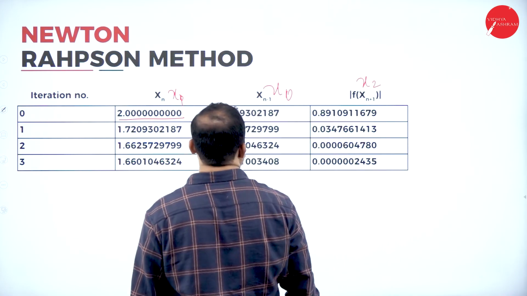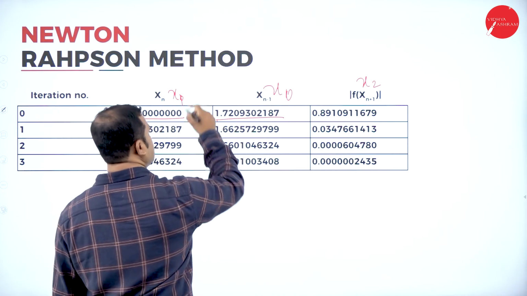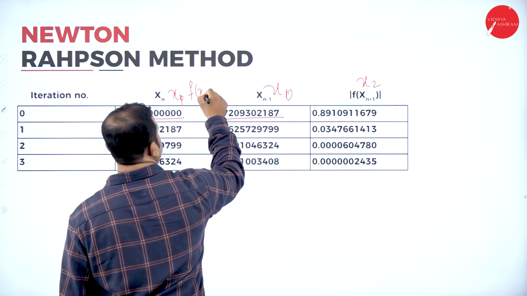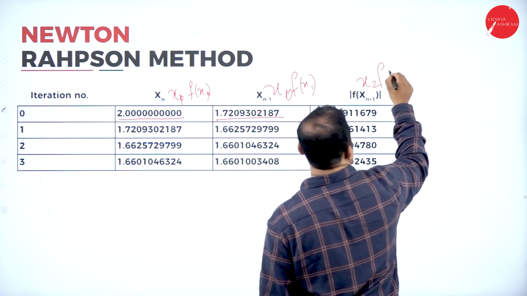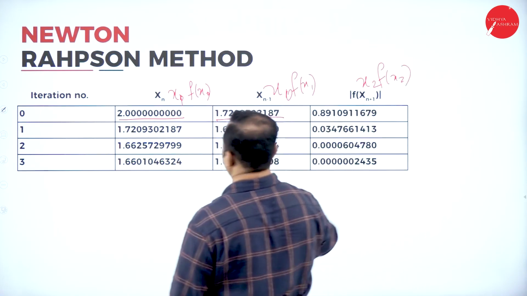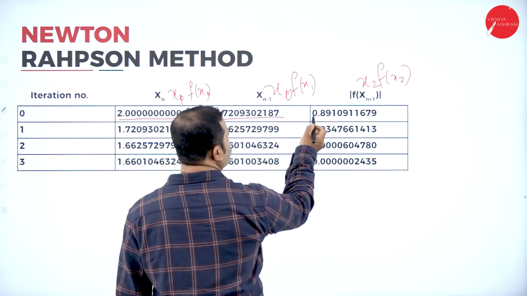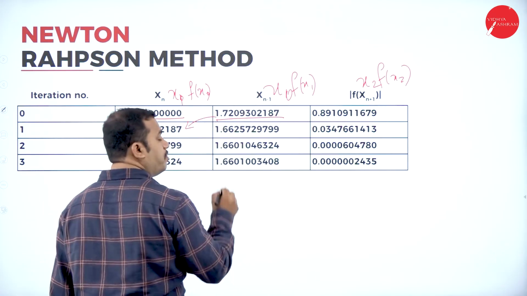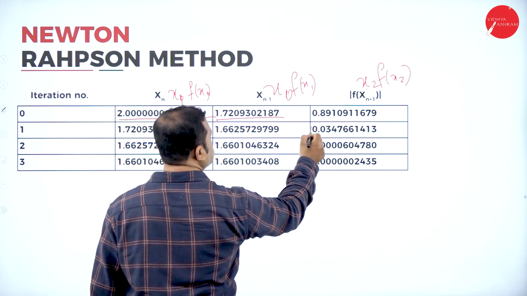What is the value I have obtained initially? 1.72. What is that f of xn? If f of x0, what is f of x1 and what is f of x2? I have to find out all these values. This has become the value of this when the value of this and this is positive. What is this? This is again a positive value.